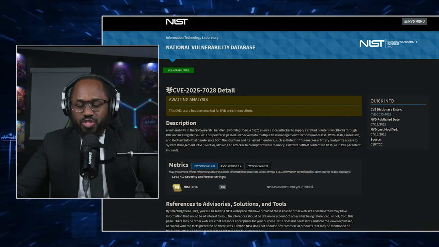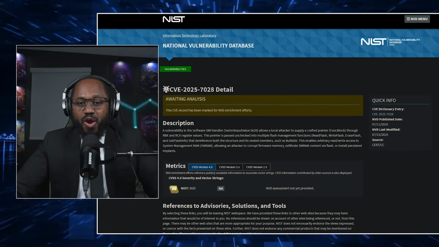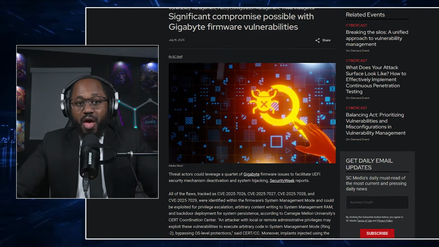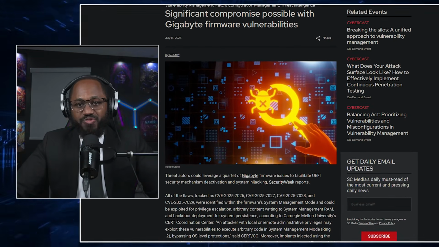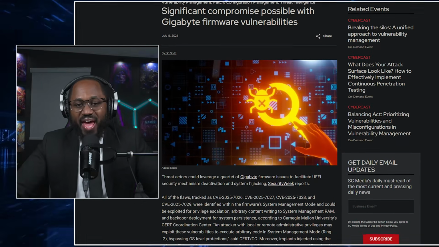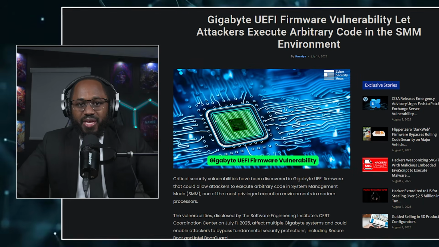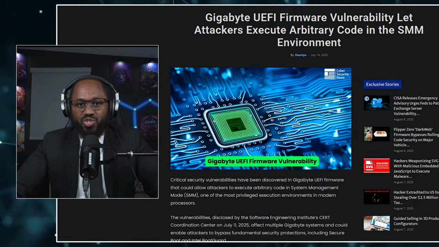privilege, ring -2. So the core issue is that an attacker can supply a crafted pointer called the func block through CPU registers RBX and RCX, which the vulnerable code uses unchecked, right? So the pointer gets passed into flash management functions such as read flash, write flash, erase flash, and get flash info that dereference and write memory, including system management RAM. Because the code does not validate this func block pointer or its nested members like the buff addr, it enables arbitrary read and write access to SMRAM.